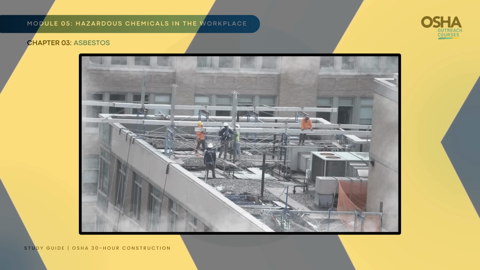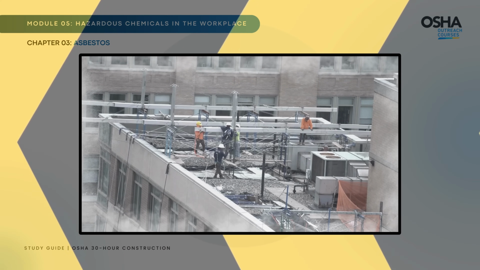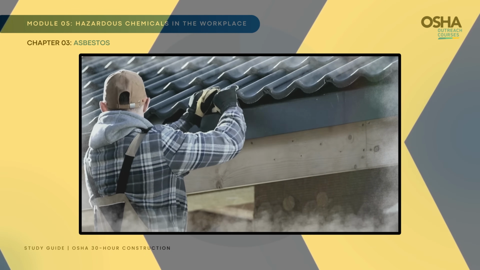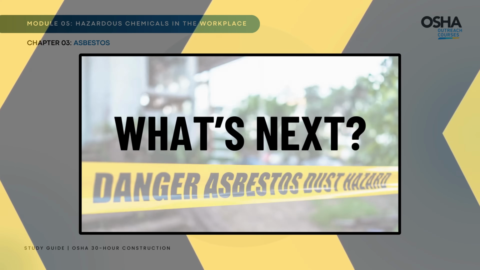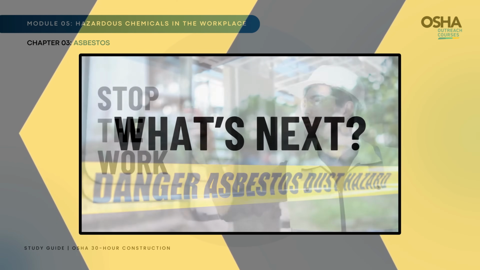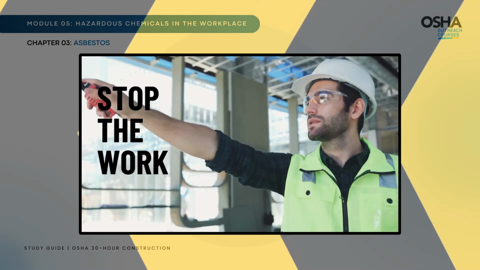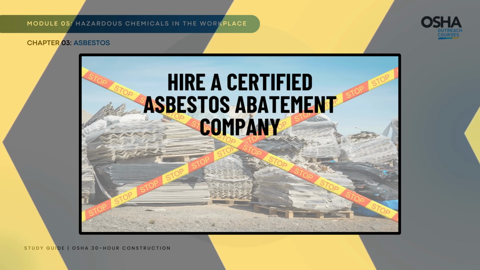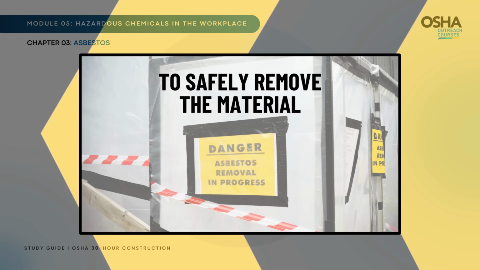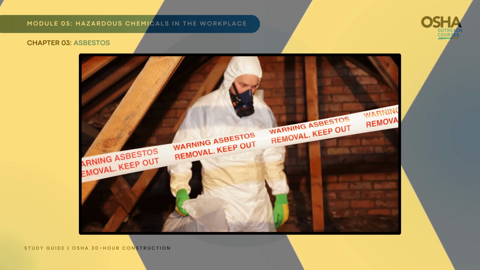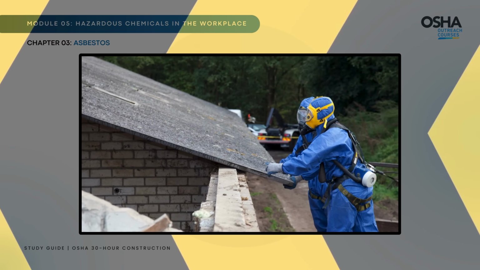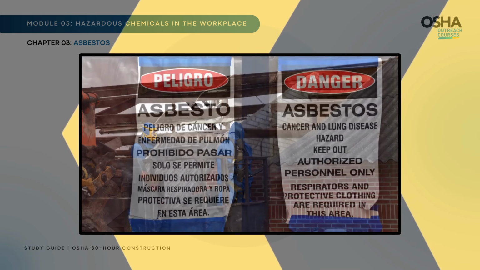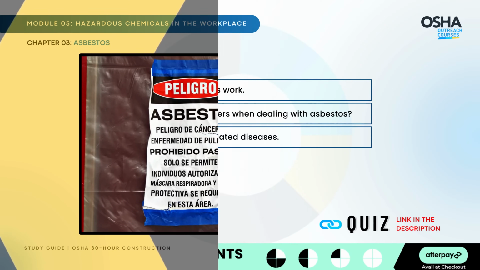Now, imagine you're working on renovating an old school. You start tearing out the ceiling tiles and notice they look a little strange. You suspect they might contain asbestos. What's next? Your supervisor should immediately stop the work, test the tiles, and hire a certified asbestos abatement company to safely remove the material. Workers involved in the removal process must wear specialized protective gear, and the area must be contained to prevent asbestos fibers from spreading. Let's check your knowledge.